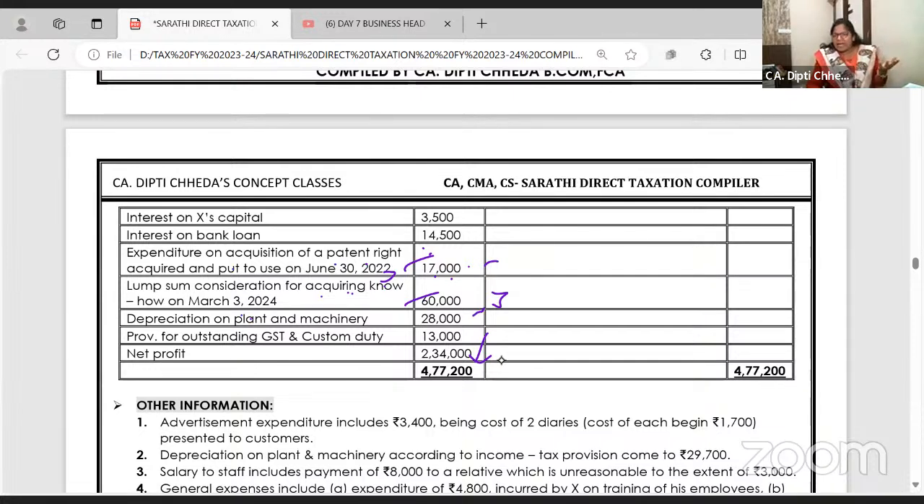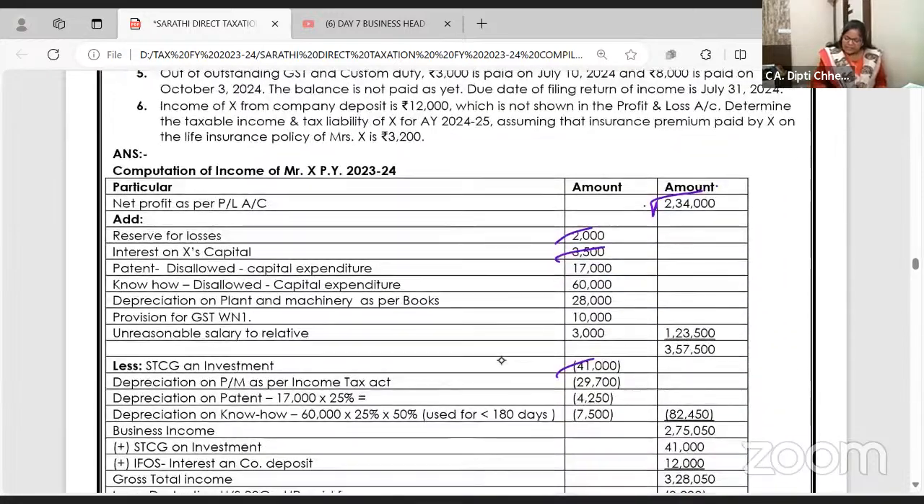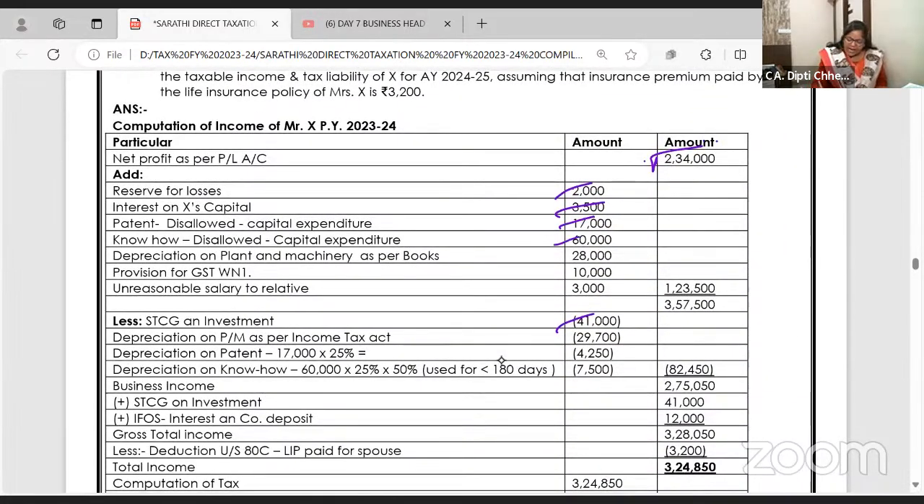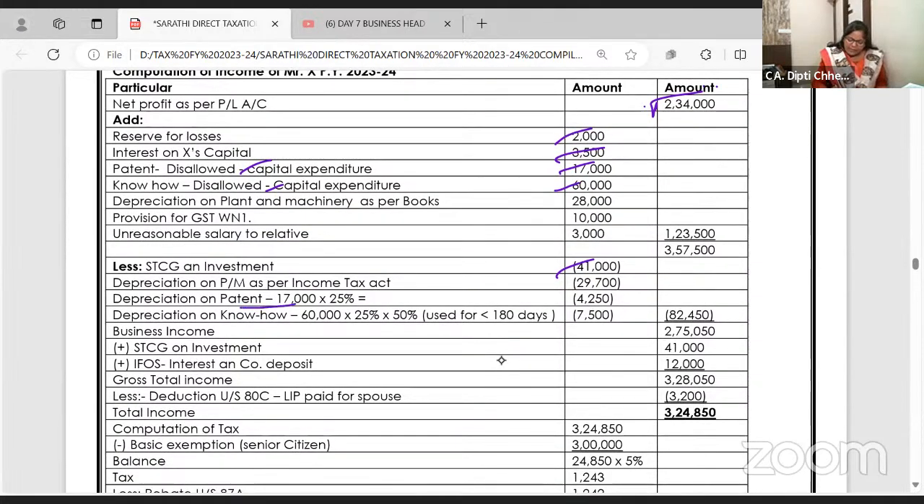But at the same time, dear students, can I claim depreciation? Yes. So 17,000 and 60,000 are added back because it's a capital expenditure. Now, can we claim depreciation on the patent of 17,000 at 25%? Why 25%? Because it is used for a full year from July. And on technical know-how, because it is purchased in March, less depreciation.